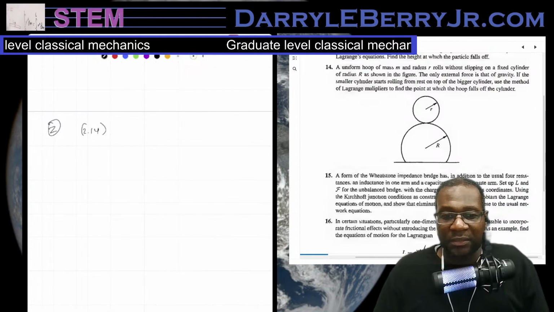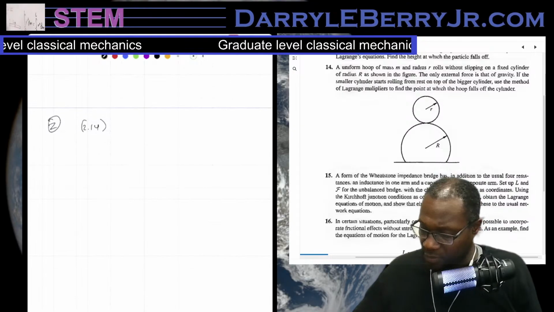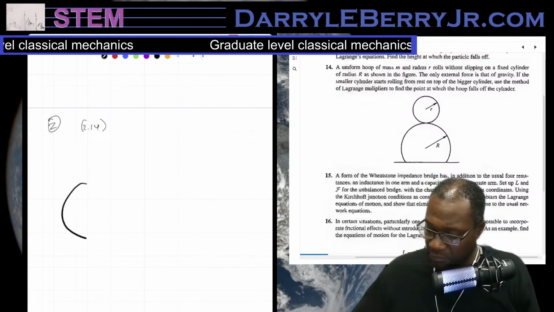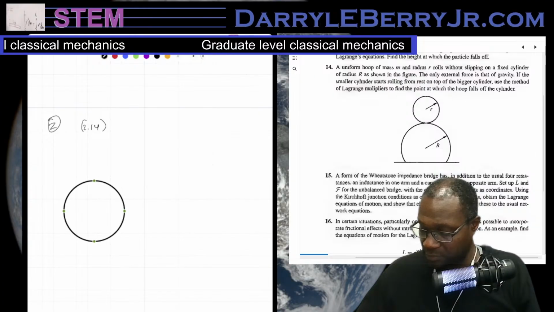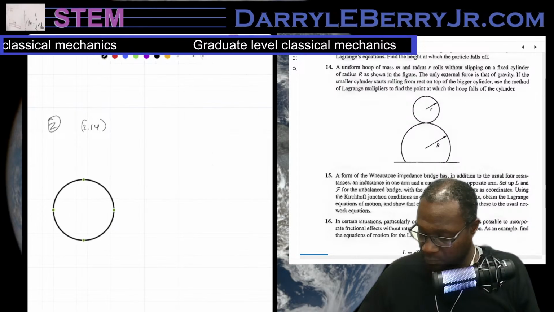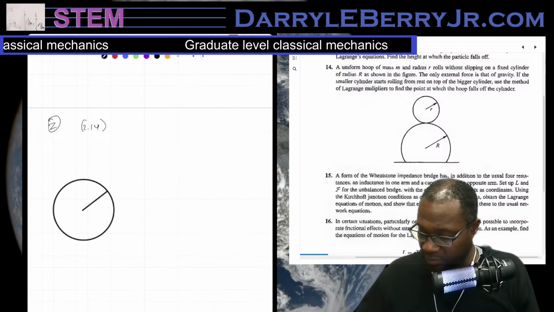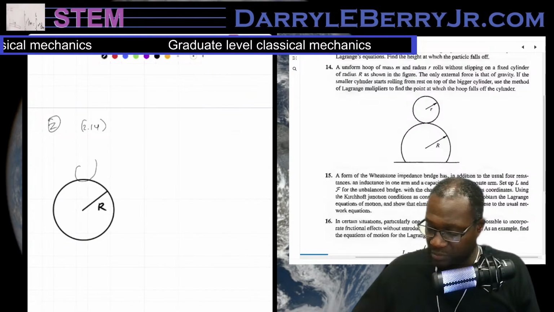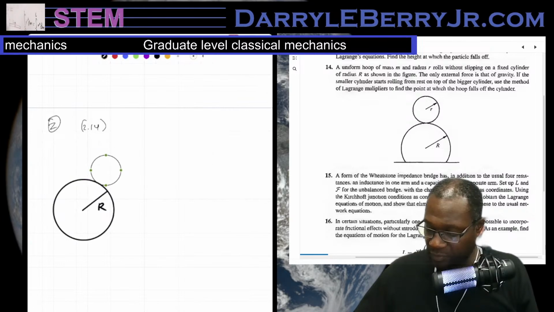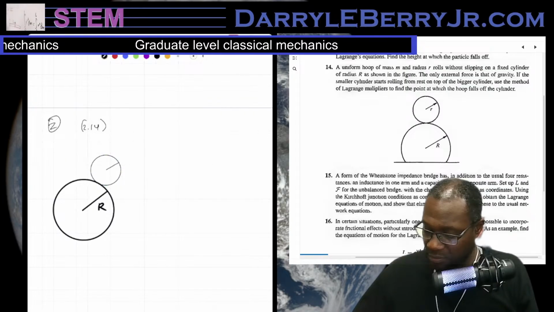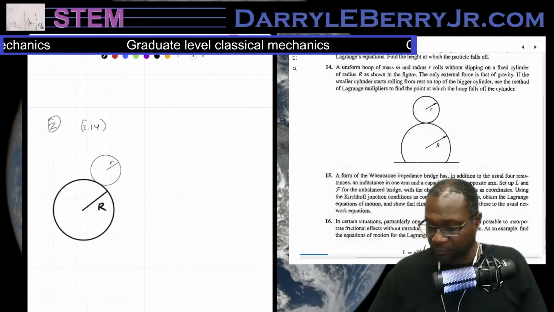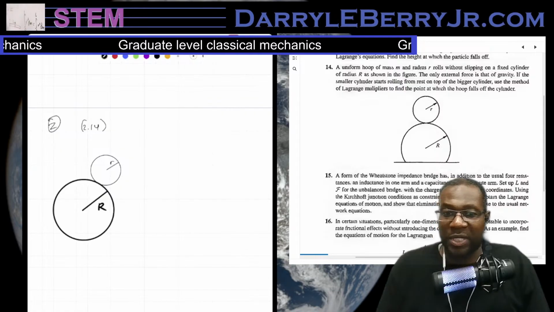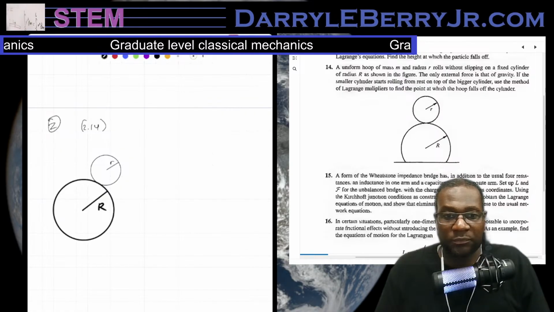First I'll go ahead and draw the problem. We have a hoop here. The radius is big R. We have a small hoop. It's going to be rolling off this way. The radius is r. The only force is gravity. We want to know when it's going to fall off.